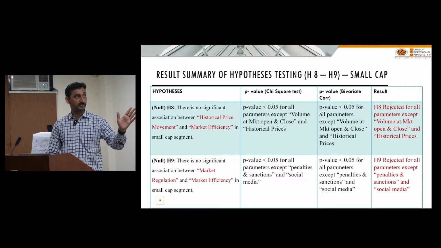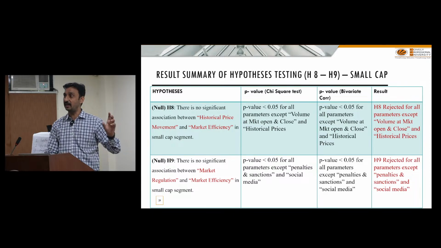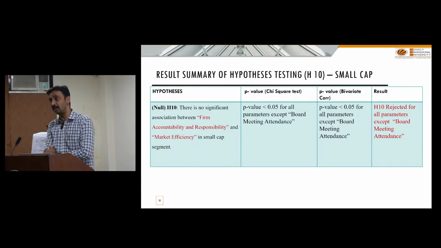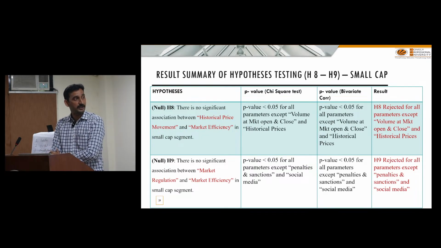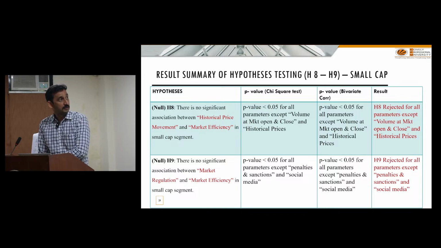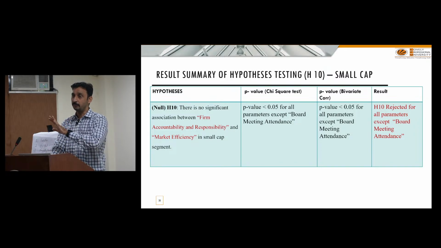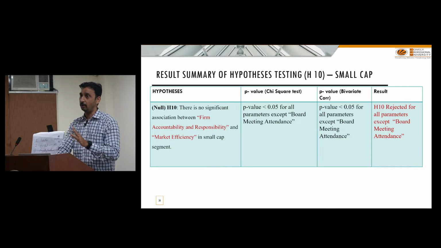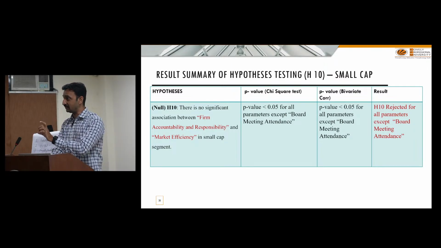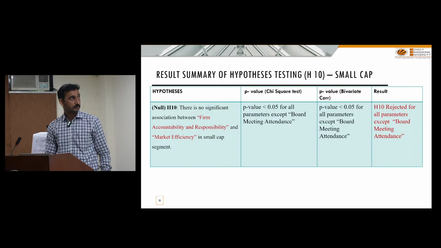For example, again all the hypotheses are rejected here, and I can say that if my original null hypothesis is rejected, it means my alternate hypothesis is accepted here. For a small cap, this is the same as for the mid cap, but there are certain factors which are deviating in mid cap and small cap, but more or less all the hypotheses of mid cap and small cap are getting rejected and the alternate hypothesis accepted. It means there is a significant association between my factors and the market efficiency.